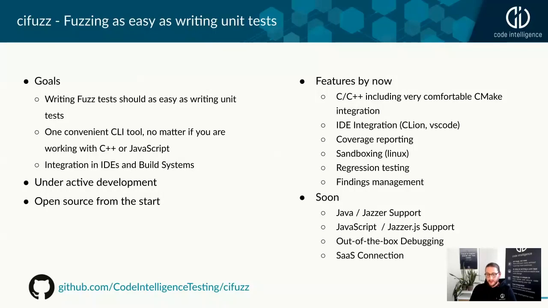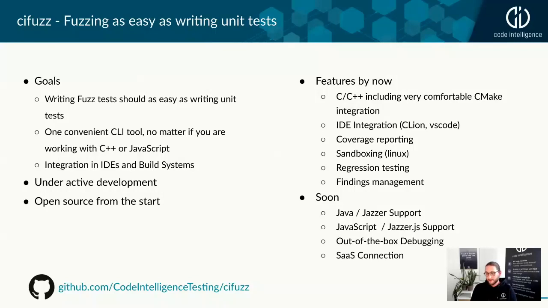What is coming soon is support for Java. We have our own Java fuzzer, or fuzzer for the JVM. It's called Jazzer. It's also open source. You can watch it in our GitHub repositories. So this support is coming soon. We are already working on it. And then we have our own JavaScript fuzzer called Jazzer.js. It's also open source, released recently, I think a few weeks ago. This will also get included into CI Fuzz.